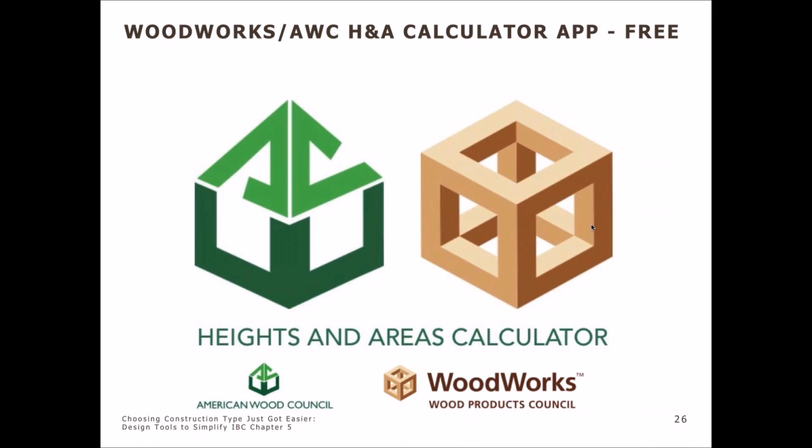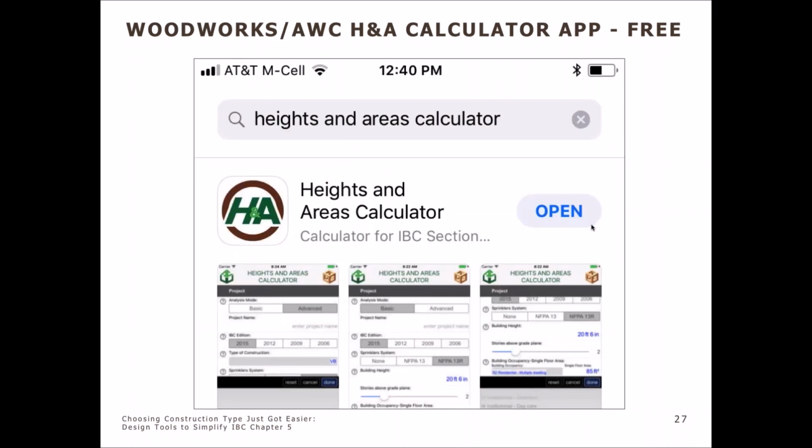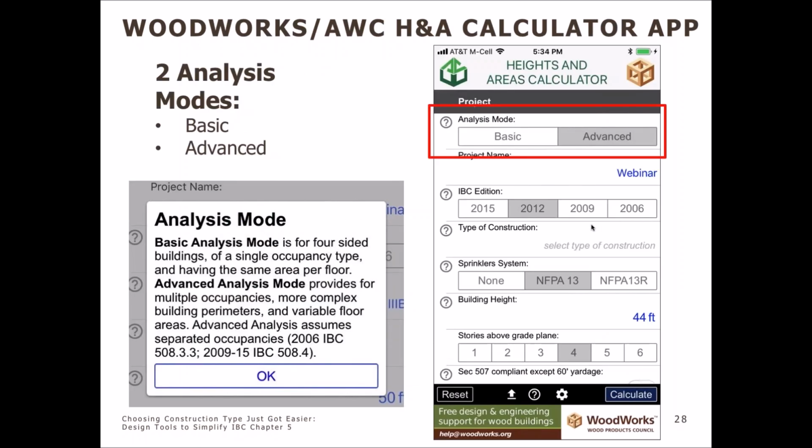So this is an app. You can use this for either Android or iOS operating systems, on your phone or your tablet. It is a free download, so you should be able to find it in whatever app store you're using just by searching heights and areas calculator, and you should see it come up like this, calculator for IBC. You should be able to download that for free. So in this next section, we're going to run through the operation and functionality of the heights and areas calculator in the app, how it works, what it can do, and how we can see pretty quickly it can simplify some of those equations for determining construction type.